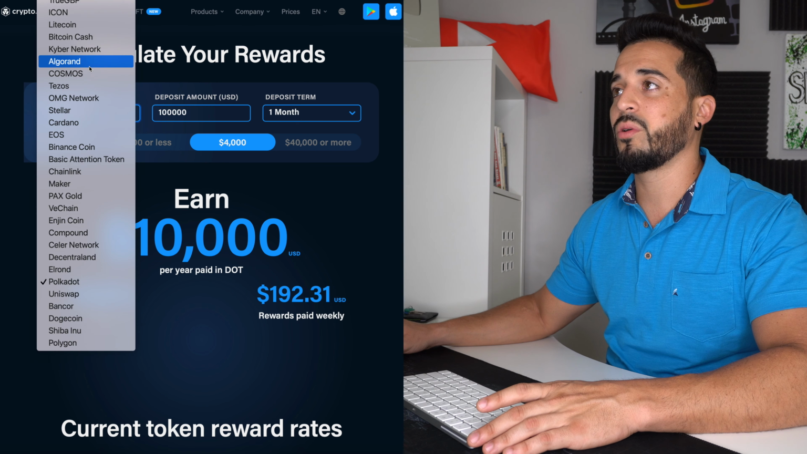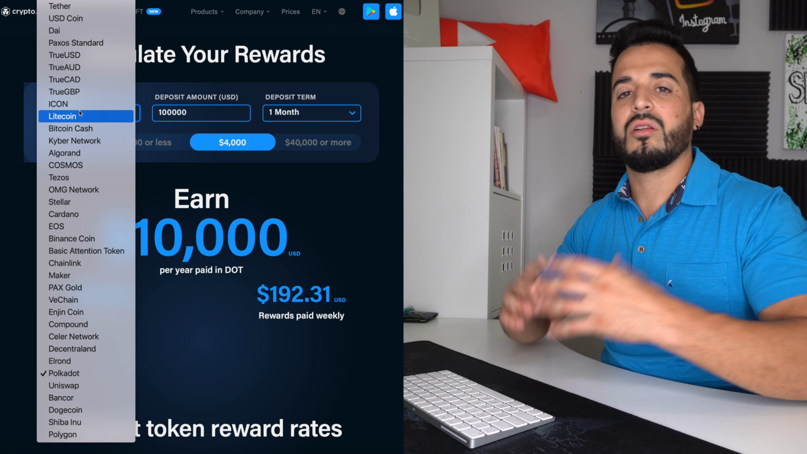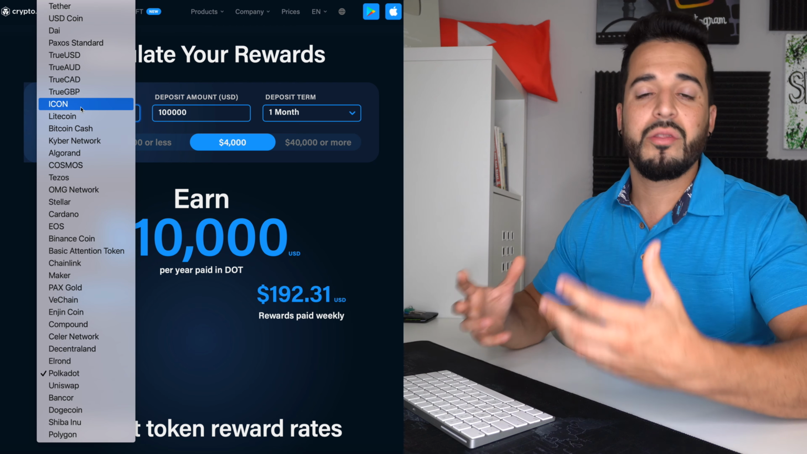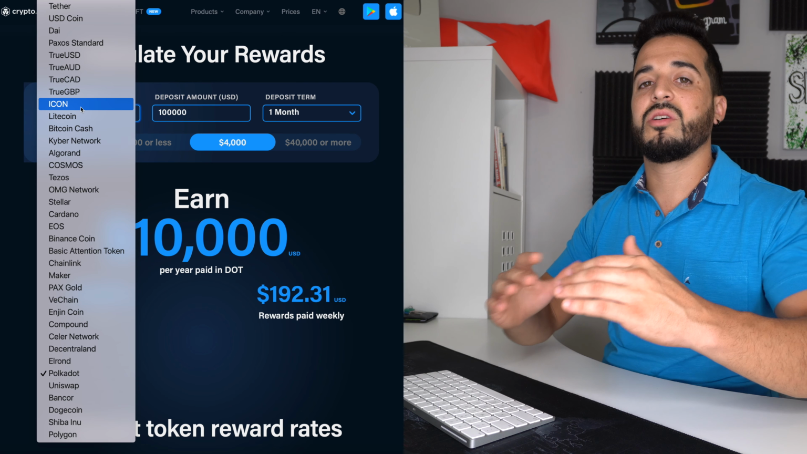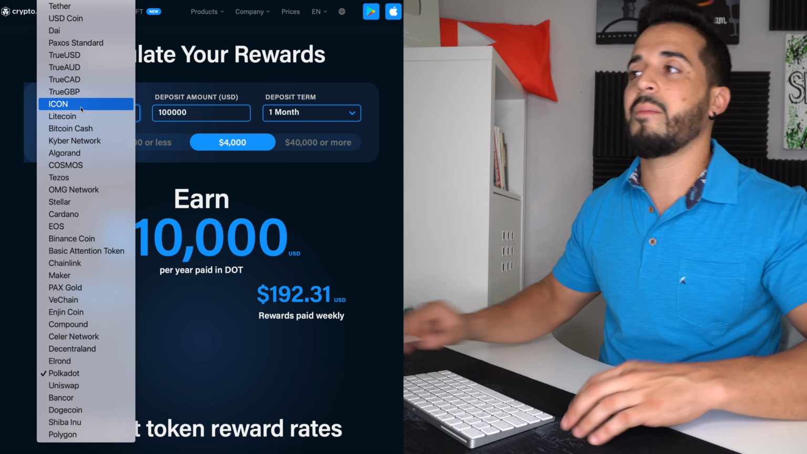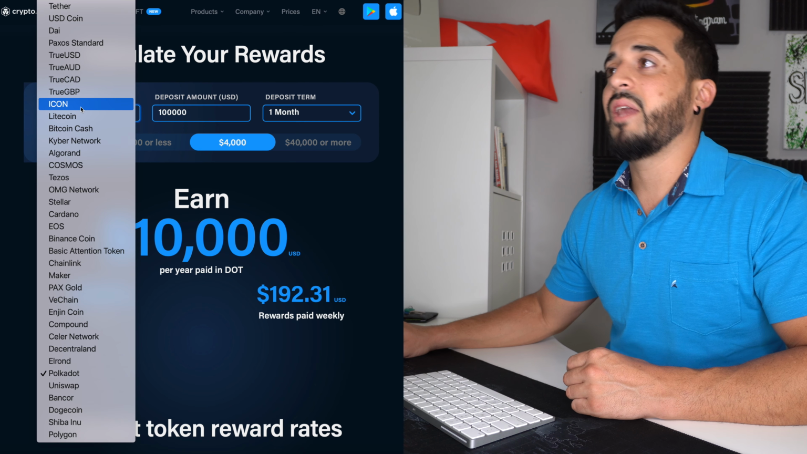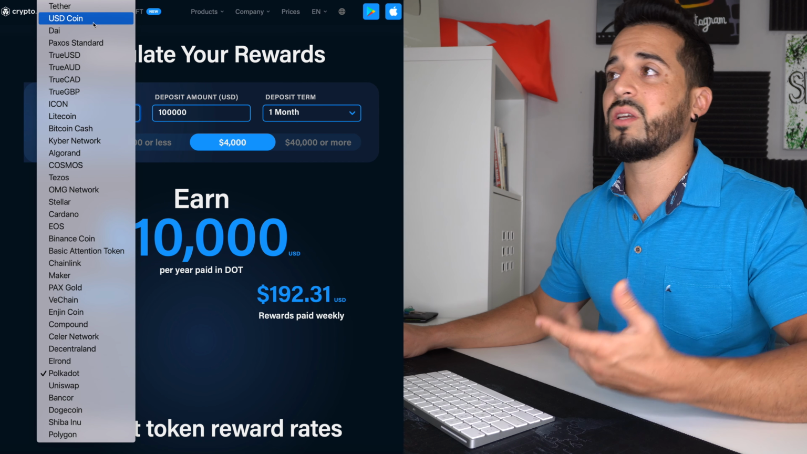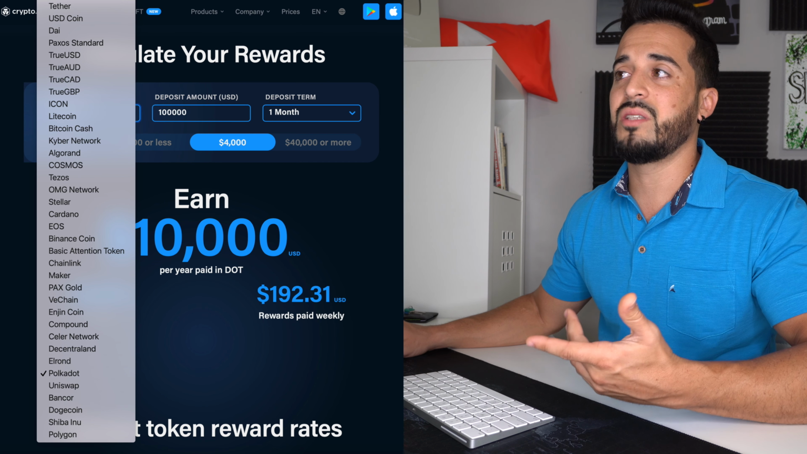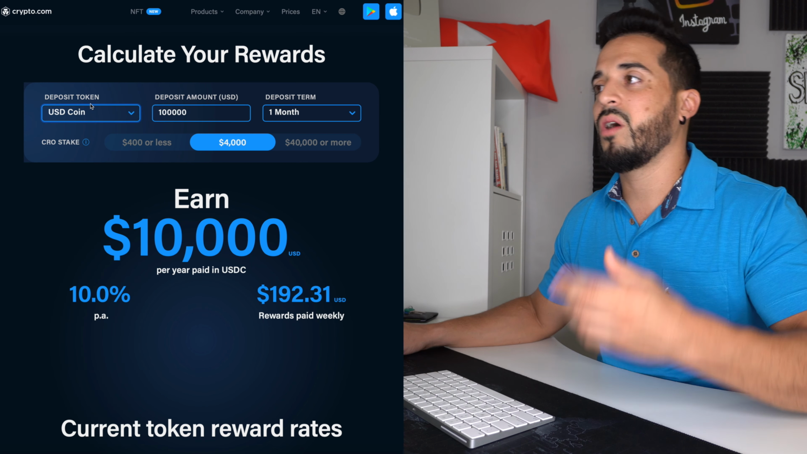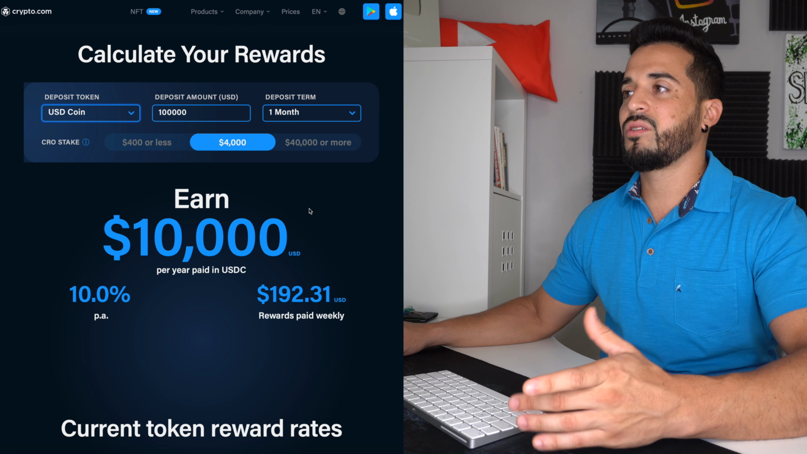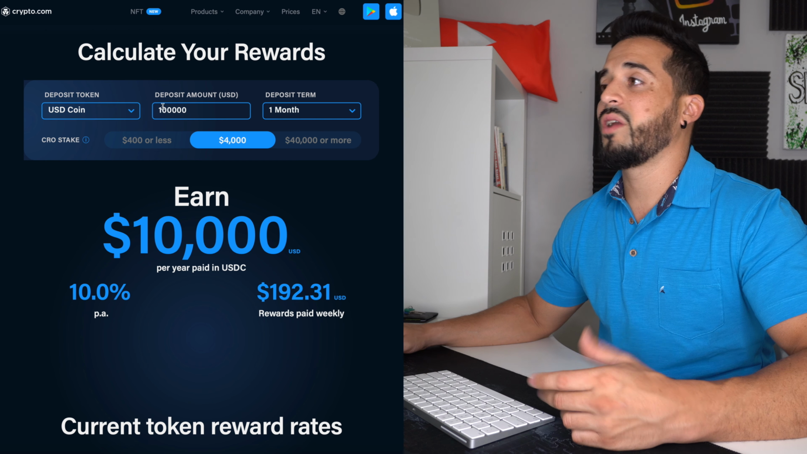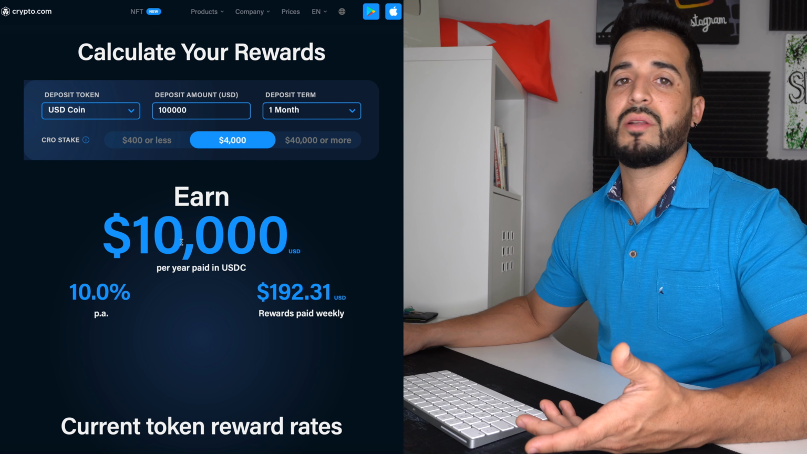Maybe at the end of this bull run, you're looking to sell all of your Bitcoin, Ethereum, or other altcoins and hold it in a stable coin in the meanwhile until the market settles so that you can get back in. Well, in that meanwhile that you are holding stable coins, you can get Tether or USD coin, and you can stake it as well and earn a very nice return on your investment. So as you can see, you can earn 10% with just a 1 month term.